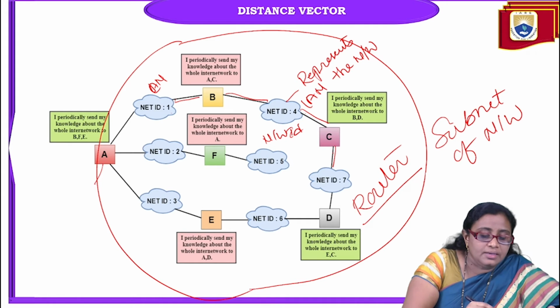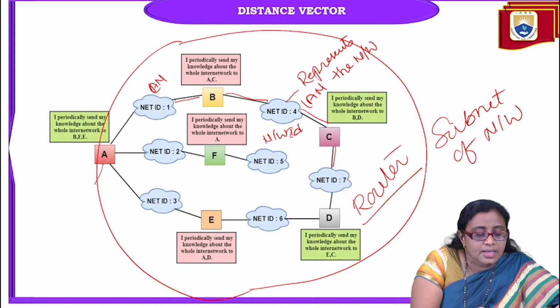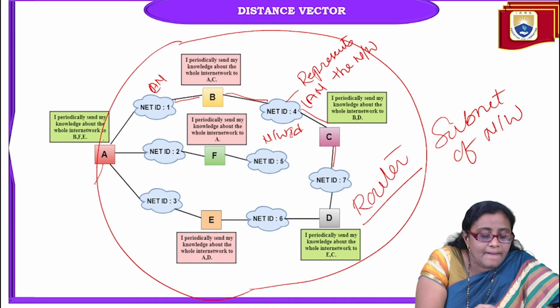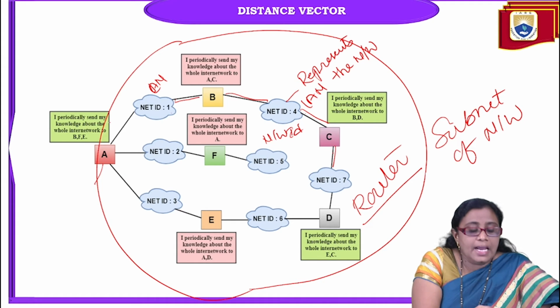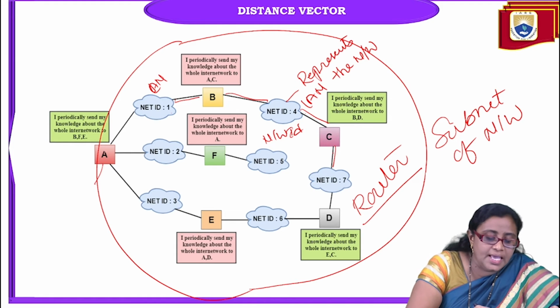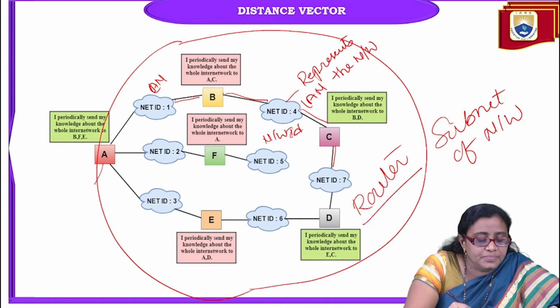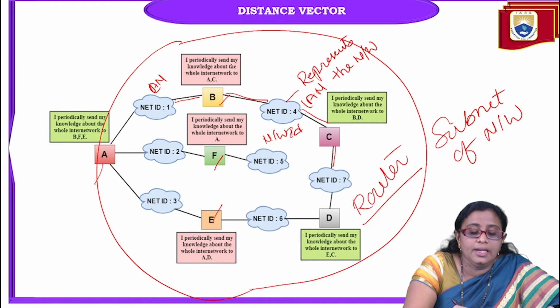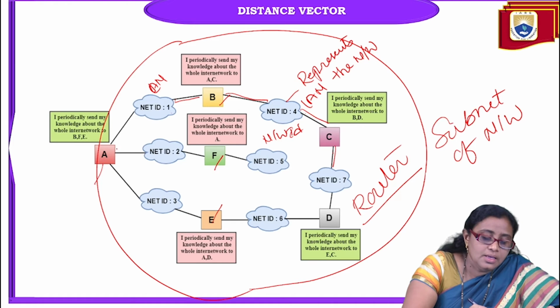Here, take the example of A. A says, I periodically send my knowledge about the whole internet to B, F and E. That means A can send its information about the network to B as well as F as well as E. And B says, I periodically send my knowledge about the whole internet to A and C.